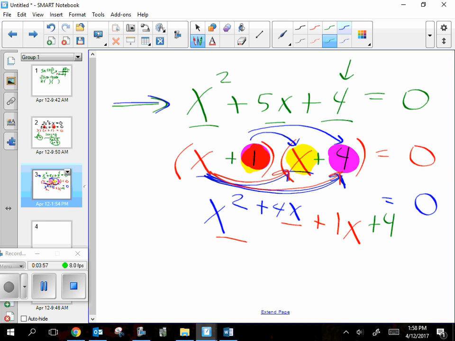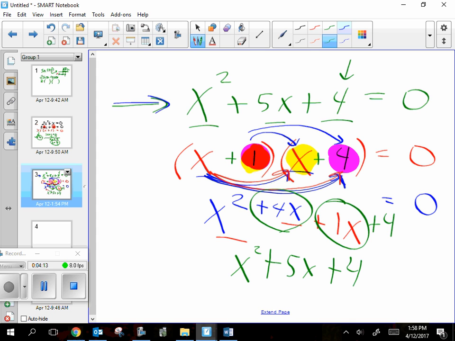And now, which two can go together? Exactly. And what do they make? 5x. So now I'm going to rewrite it. X squared plus 5x plus 4 equals 0. And isn't that exactly what we started with? Look at x squared plus 5x plus 4 equals 0. It is exactly what we started with, so it worked.